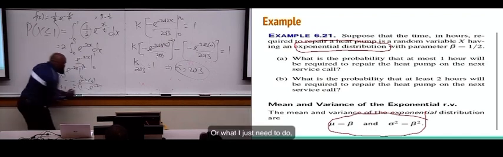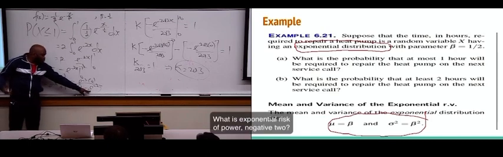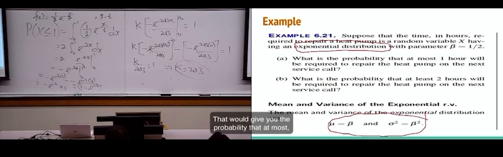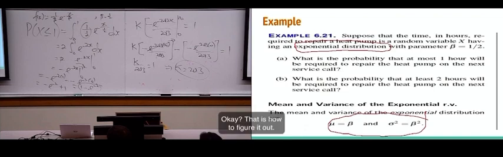All I need to do is use your calculator here. What is exponential raised to power negative 2? Whatever you get, subtract from 1, and I'm done. That will give you the probability that at most 1 hour will be required. That is how to figure it out.